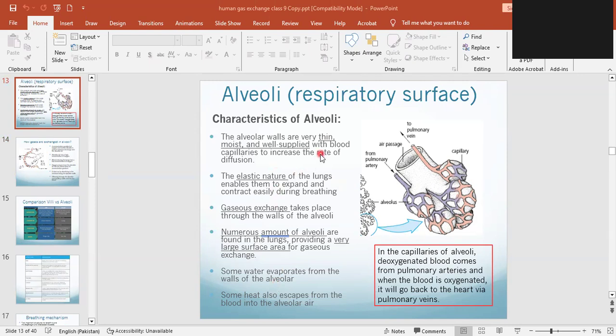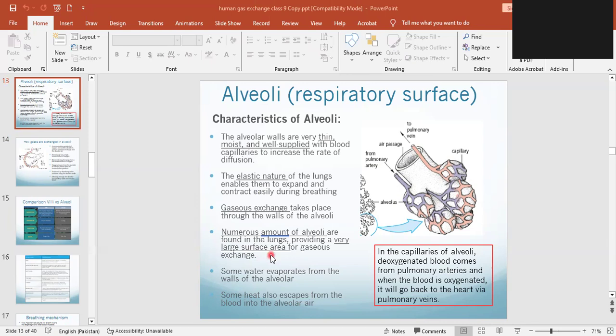Let's summarize it. They should be thin, should be moist, should be well supplied with capillaries. Why? To increase the rate of diffusion. They should be elastic so they can expand and contract during breathing. They should be in numerous amount so they can increase the surface area to volume ratio for the gas exchange.